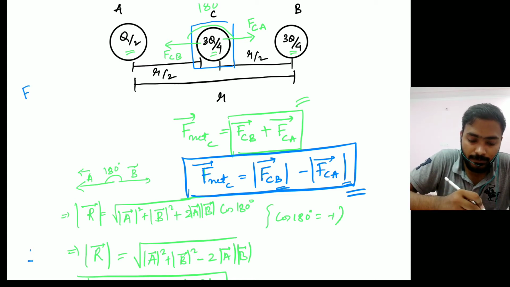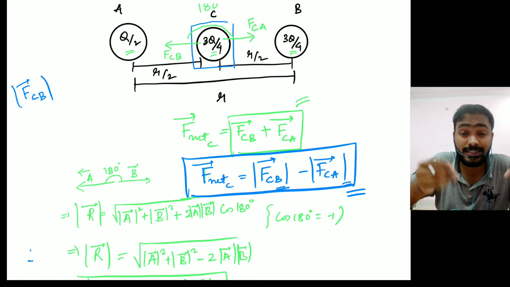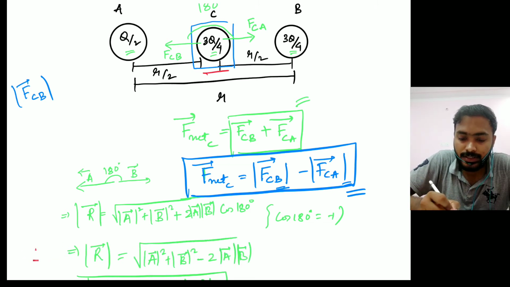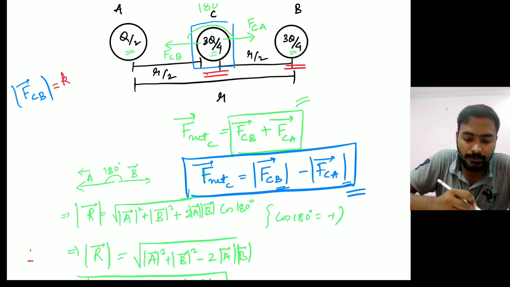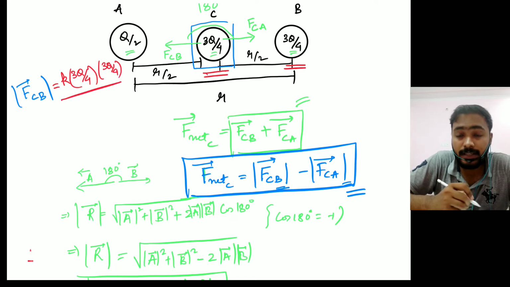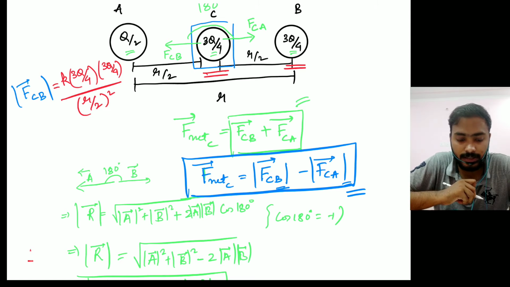So obviously, FCB, let's talk about that. FCB is the force on C because of B. I hope that is understandable. We can find it by Coulomb's law, that is K, and you can see one charge is 3q by 4, the other charge is 3q by 4 again, divided by the distance between them, r by 2, whole square.